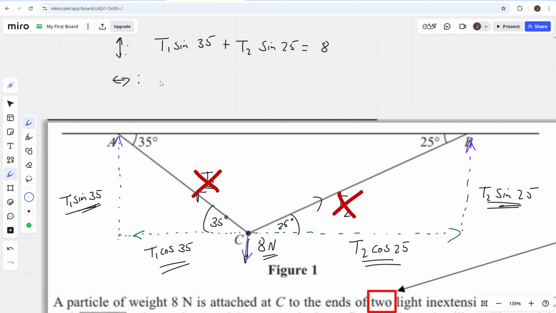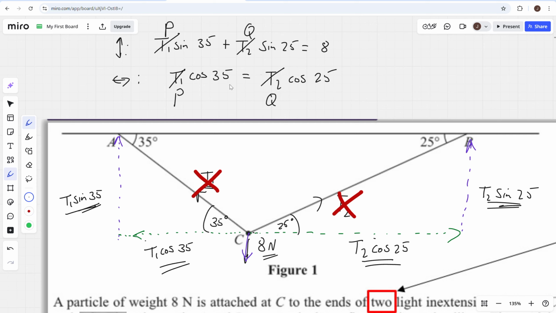And then for the horizontal, these are working in opposite directions. And it said it's in equilibrium, so that must mean then that T1 cos 35 is actually equal to T2 cos 25. Another way of saying that is saying that the net force is 0. Okay, so you might at this point wish to just change these things so it's easier for you to see that this is a simultaneous equation with just 2 letters that we don't know. Okay, so what can we then do to solve this?